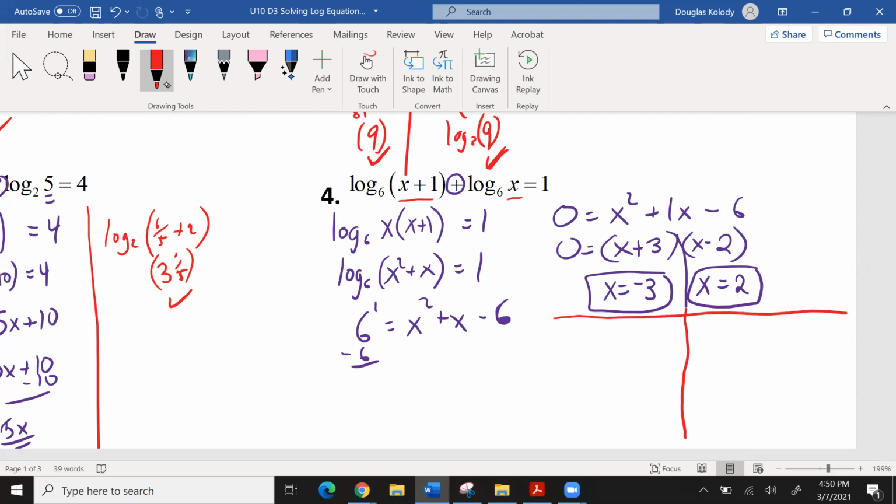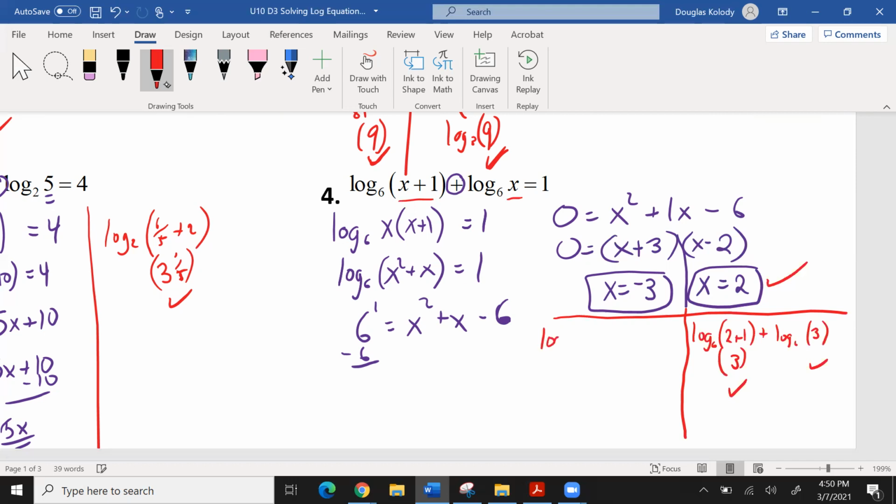Let's do my check. If I plug in 2, this becomes log base 6 of 2 plus 1, which of course is 3. That checks out. And then log base 6 of 3. That checks out. That's a log of positive numbers. So 2 checks out.